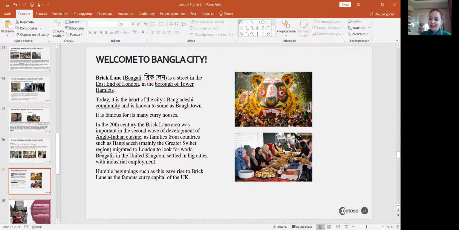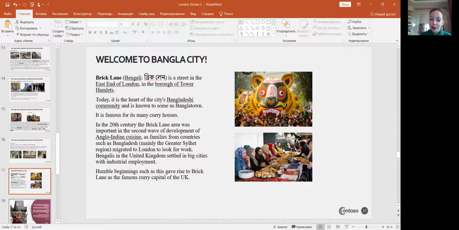First is Bangla City, so-called, or Brick Lane. It's a street in the East End of London, in the borough of Tower Hamlets. Today, it is the heart of the city's Bangladeshi community and is known to some as Bangla Town. It is famous for its many curry houses.